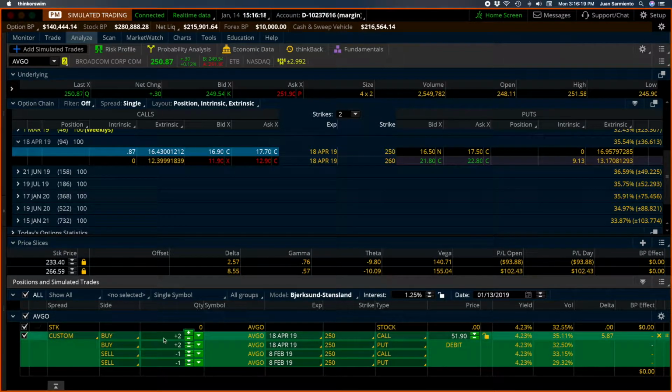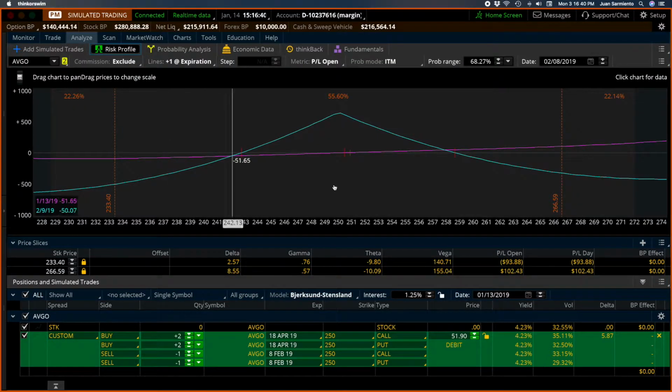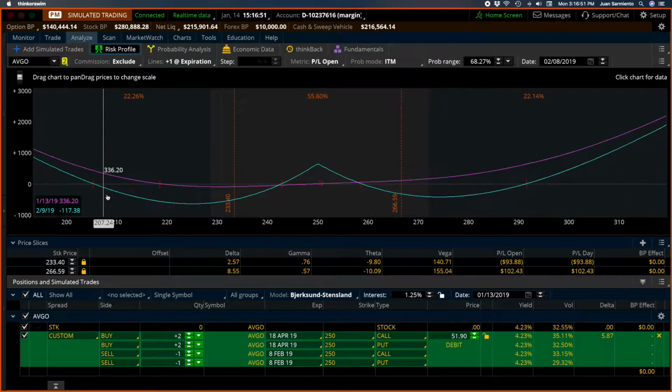As you can see, we have two back month long options expiring April 18th in this particular example, and one front month short straddle here expiring on February the 8th. Look at the risk graph, and this is what it should look like. It looks like a calendar spread with the ends kicked out.